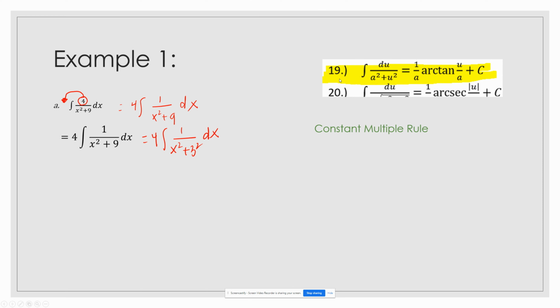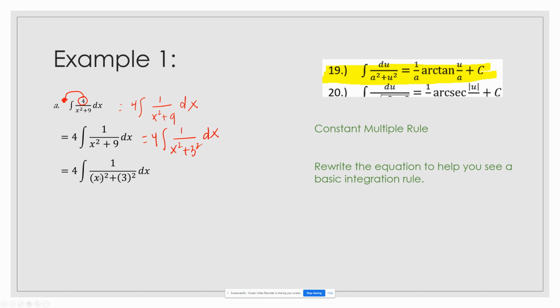There is. If you look at rule 19, we have some number squared plus some function squared, and the antiderivative, or not the antiderivative, I'm sorry, the derivative of u would be in our numerator. And that is going to be our arctangent rule. So the next thing that we're going to do is rewrite the equation to help us see that basic integral rule, which we've actually already done.